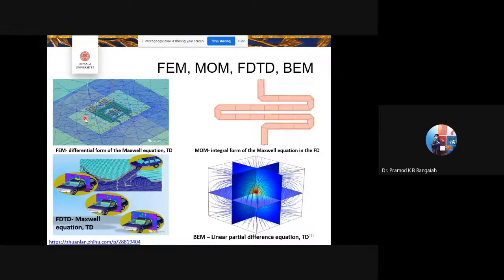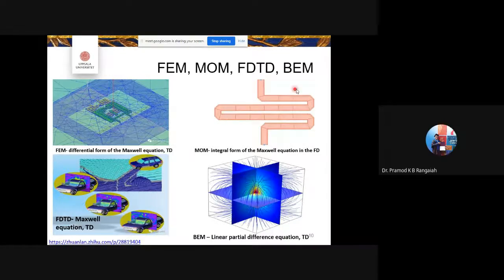So it will divide into various structures and solve based on the differential form of Maxwell's equation in the time domain. This is a time domain simulation technique. It will take those elements, different triangles or any kind of polygons, and cumulatively perform the differential form of Maxwell's equation in time domain to solve the problem. So this is a complete 3D evaluation technique.